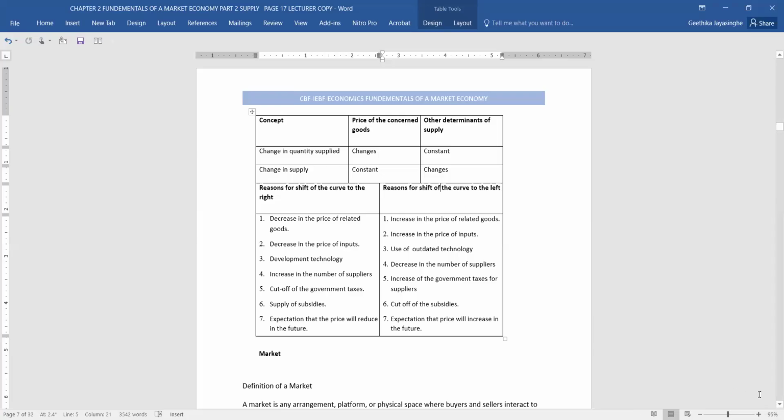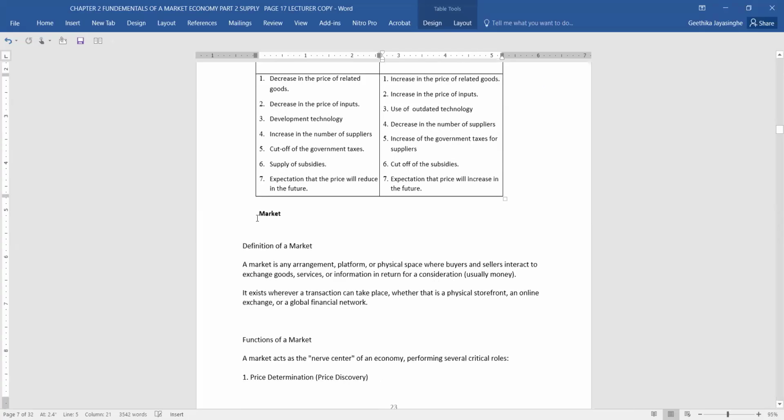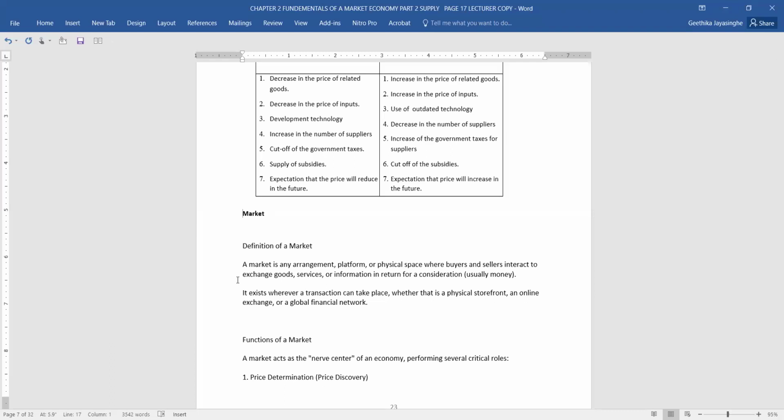Now we are on page number 22. On page number 22, we are going to talk about the market. We have discussed a bit about the market some time ago. So what is the definition? Right now, a market, when we were small, market is a place, isn't it?